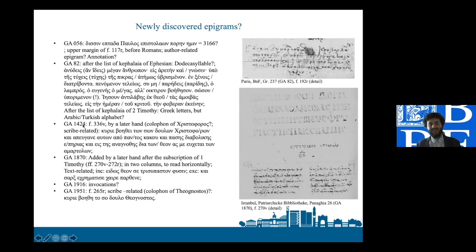Besides the cases of GA 1424 and 1951, which include colophons of the scribes, I would like to focus your attention on this case in GA 1870. This is a manuscript with the text of a framed catena on the Pauline letters, and after this hypothesis on 1 Timothy, there is a long epigram made of 82 dodecasyllables in 2 columns that read horizontally, added by a later hand. In my opinion, this is a text related to a series of 4 epigrams separate from each other.